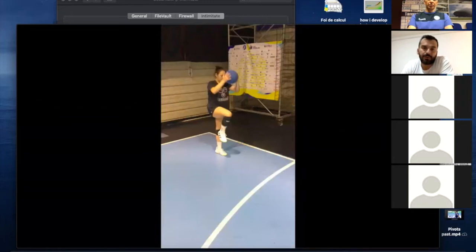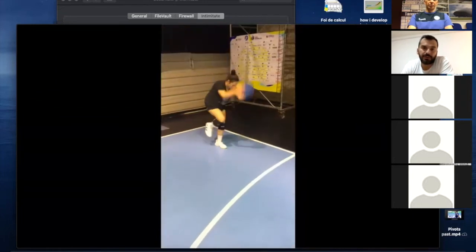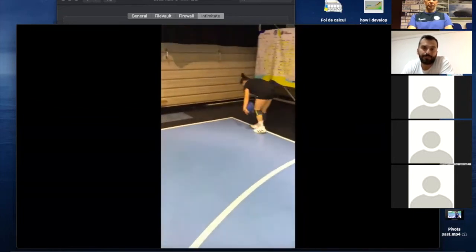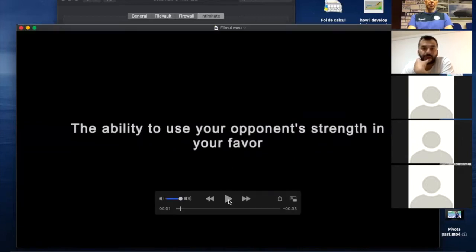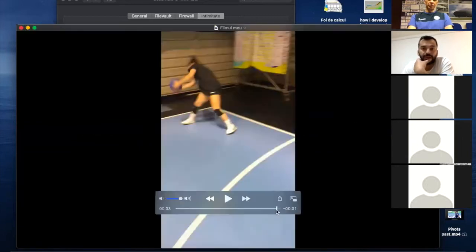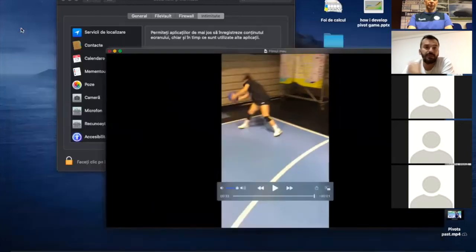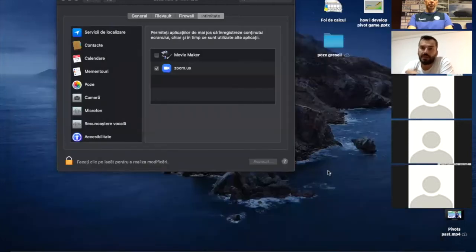Here is the power of rotate, accelerate, decelerate. The ability to use your opponent. Sorry, I think I finished with this movie. So this is the dynamic, some exercises for the dynamic physical part.